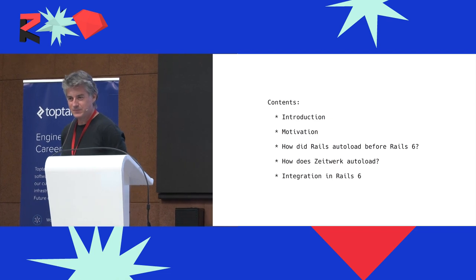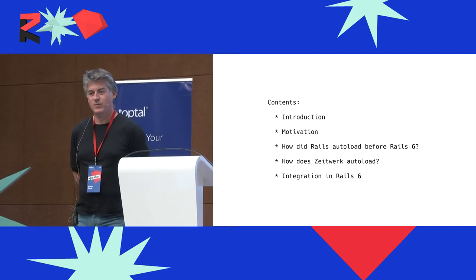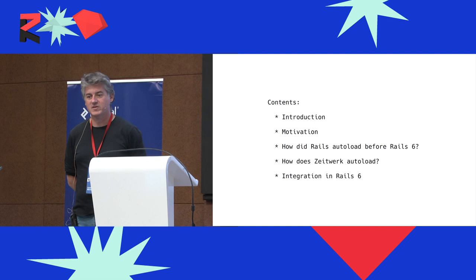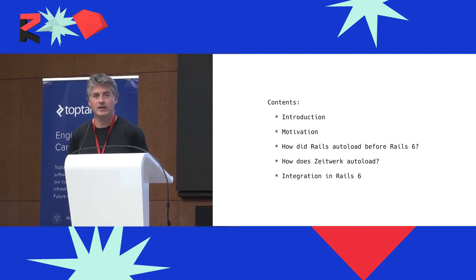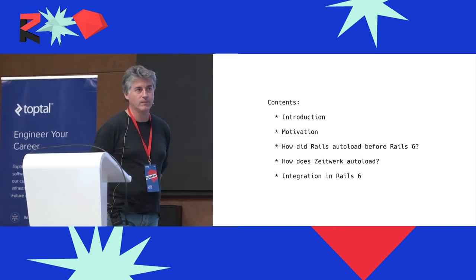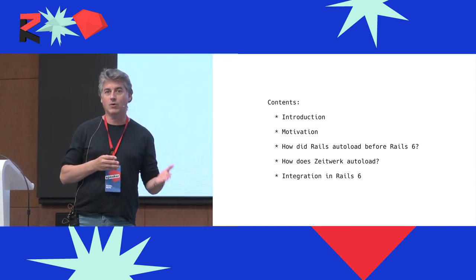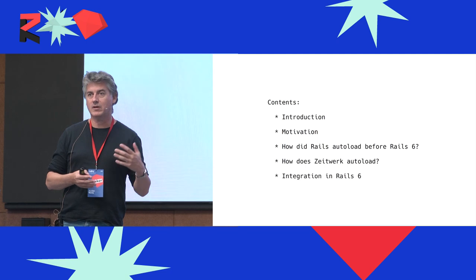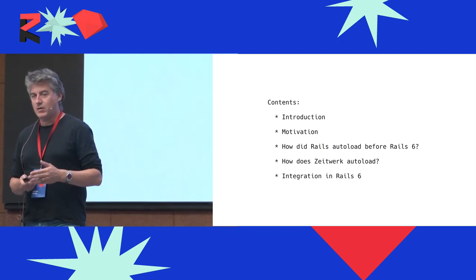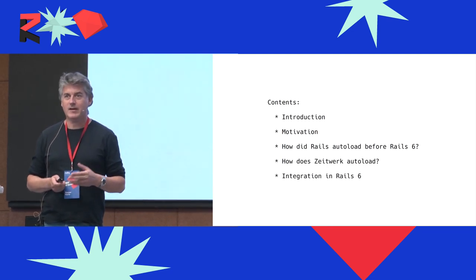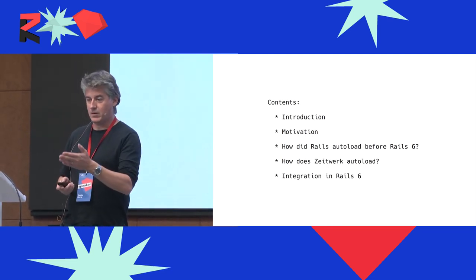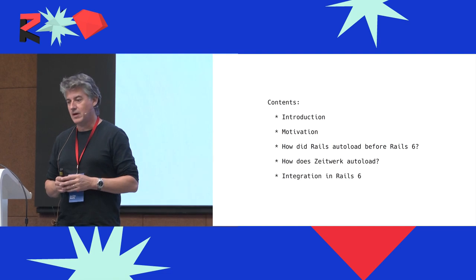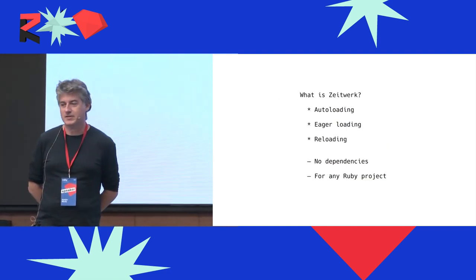Okay, let's start. So these are the contents of the presentation. We are going to give an introduction to Zeitwerk, to explain what it is. The motivation that I had to work on this project. We are going to see how Rails autoloaded before Zeitwerk, because Zeitwerk is the base of the new autoloading by default in Rails 6. We call the other one classic mode of autoloading. Then, how does Zeitwerk autoload, which is the comparison of why they work differently. And finally, a few words about the integration in Rails 6.